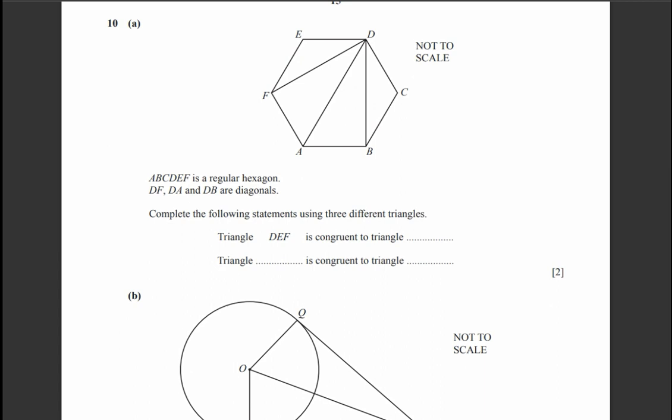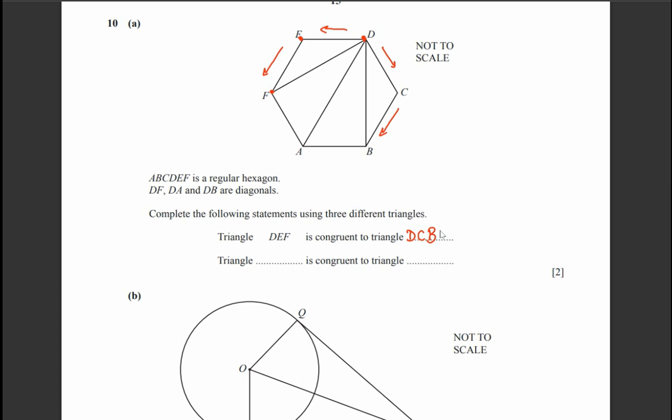Now question number 10. He's giving you A, B, C, D, E, F is a regular hexagon. DF, DA, DB are diagonals. Complete the following statements using 3 different triangles. Triangle DEF is congruent to which triangle? You have to follow the order of the letters DEF. So it is congruent to DCB, like this. So you have to write DCB here.